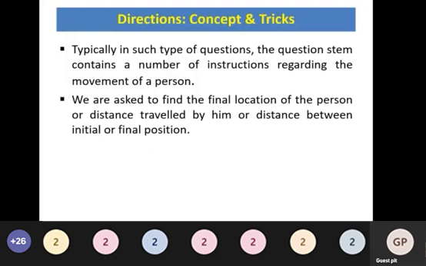Typically in such questions, the question stem contains a number of instructions regarding the movement of a person. We are asked to find out the final location of the person, or the distance traveled by him, or the distance between the initial and final position.